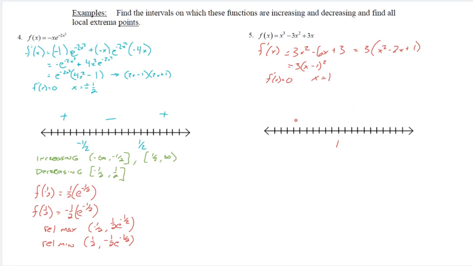So let's go ahead and plug in our values on one side or the other. I'm going to choose 0 for the left side. When I plug 0 into our derivative, I'm going to have a positive 3. That's positive on that side. By the way, this is our f prime on this number line. When we look at 2, I'm going to plug 2 in on this other side. A 2 minus 1 is going to be 1 squared, which is going to give me 3, a positive as well.